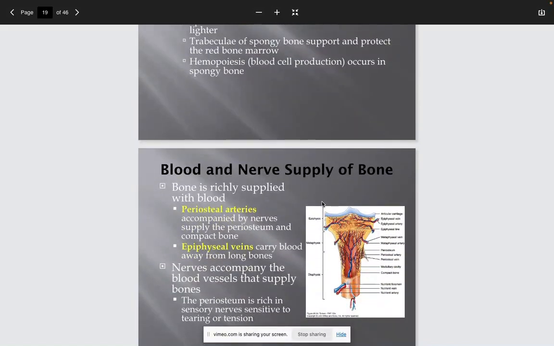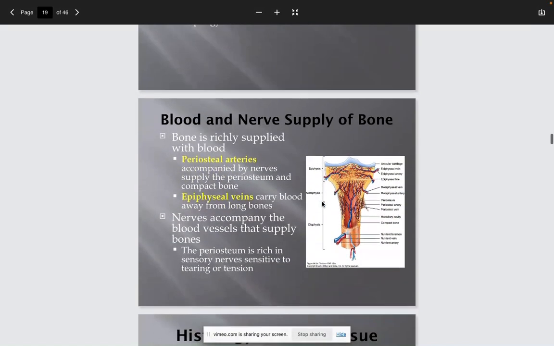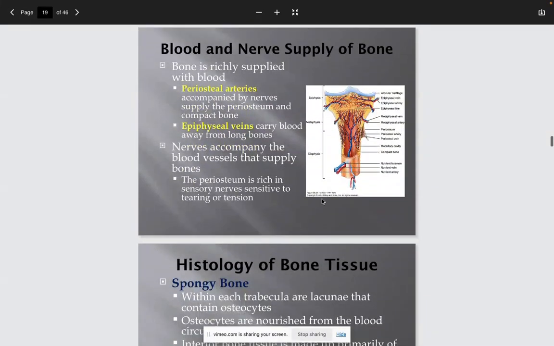I talked a little bit about blood and nerve supply, and I said probably the most important thing for you guys to know is that there is blood that supplies the bone, which is important, right? If we have damage to these vessels, we could potentially have damage to the osteocytes, which are our mature bone cells. So the periosteal arteries will bring blood to the bone, and the epiphyseal veins will carry it away. But again, I don't think it's important for you guys to memorize these things right now.